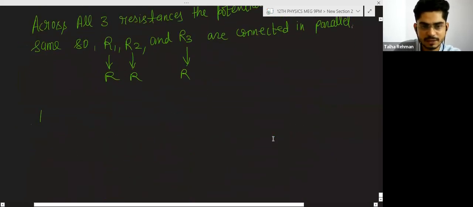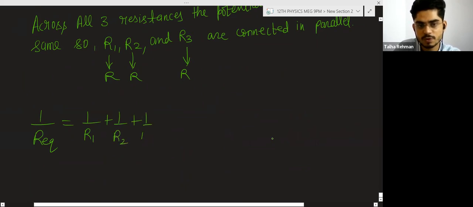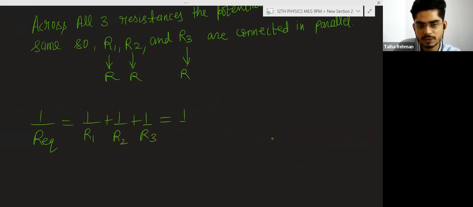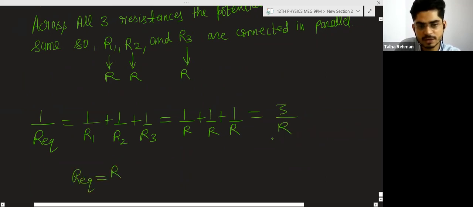So can I find the 1 upon R equivalent? 1 upon R equivalent will be 1 upon R1 plus 1 upon R2 plus 1 upon R3. So this is 1 upon R plus 1 upon R plus 1 upon R. This will become 3 by R. Then R equivalent you will get R divided by 3. This is the answer.